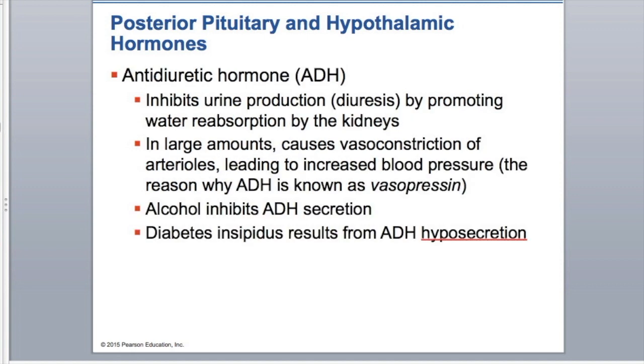Moving on to ADH, or antidiuretic hormone. ADH inhibits urine production, or diuresis. What it does is it's released and then it binds to the kidneys to increase the amount of water that the kidneys are taking and filtering, which then decreases the amount of urine that a person is producing. In large amounts, it causes vasoconstriction, which leads to increasing your blood pressure.